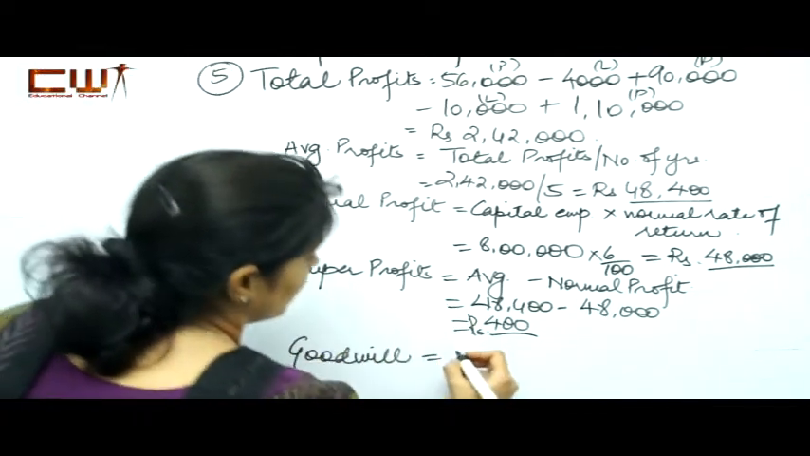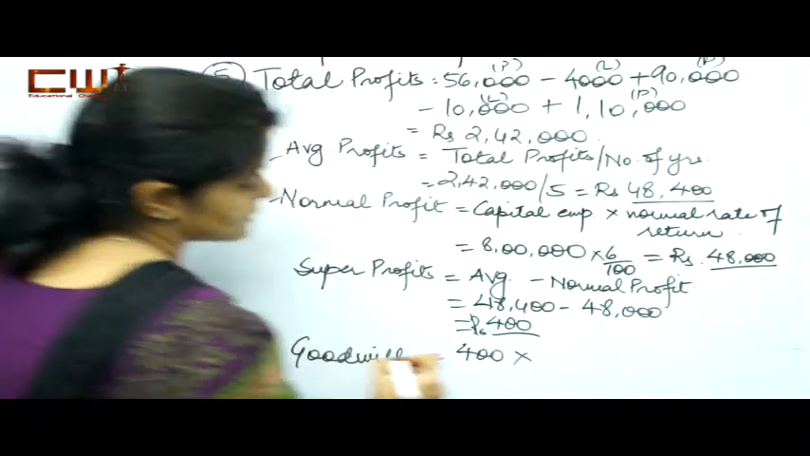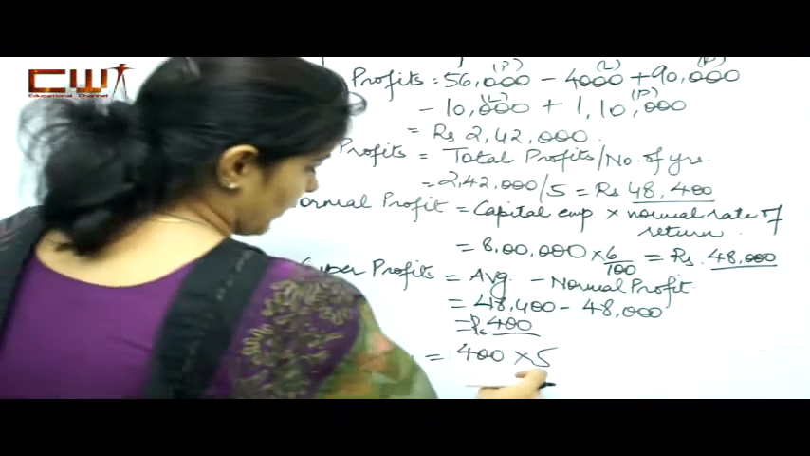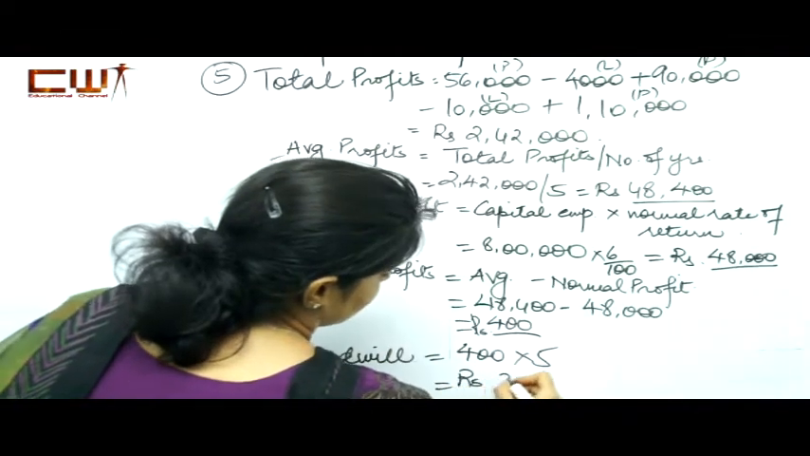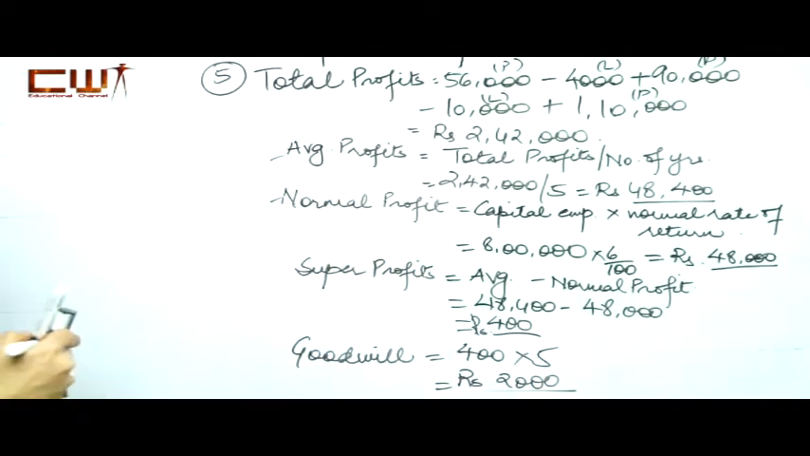So it is super profit 400 into number of years of purchase, that is 5 given to you in the question. So 400 into 5 will give you how much? 2,000. So 2,000 is the goodwill of the firm.